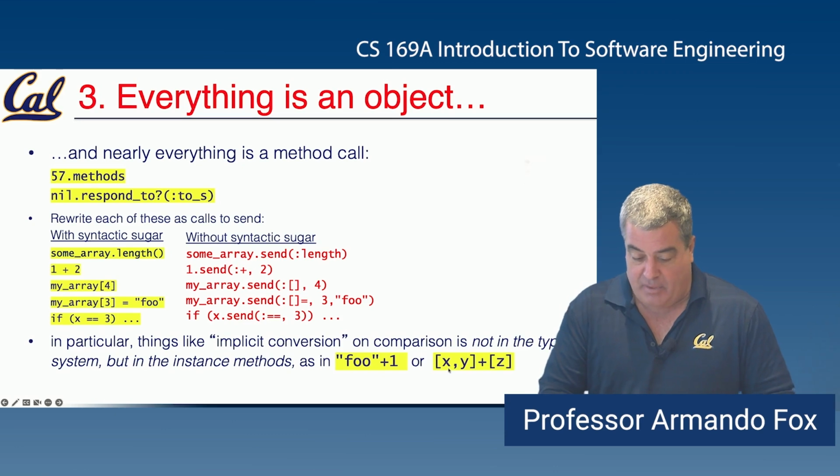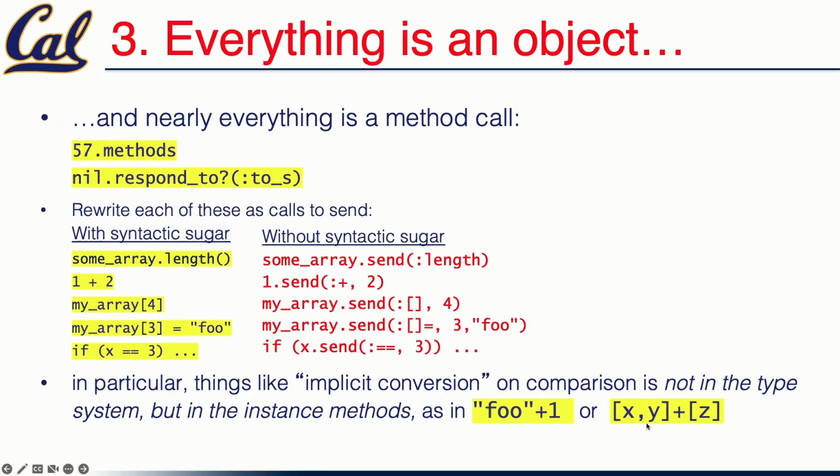If I say array x,y plus array z, I am asking the array x,y to add to itself the array z. Whatever add means for arrays, it's up to the array class. It is not defined in the language. Which means when you define your own data structures, you can define similar operations on them. For example, if you define a binary tree or something and you want to combine trees, or if you define a matrix operation and you want to define matrix addition or matrix multiplication, it is always up to the class that responds to the method to decide what that method means.